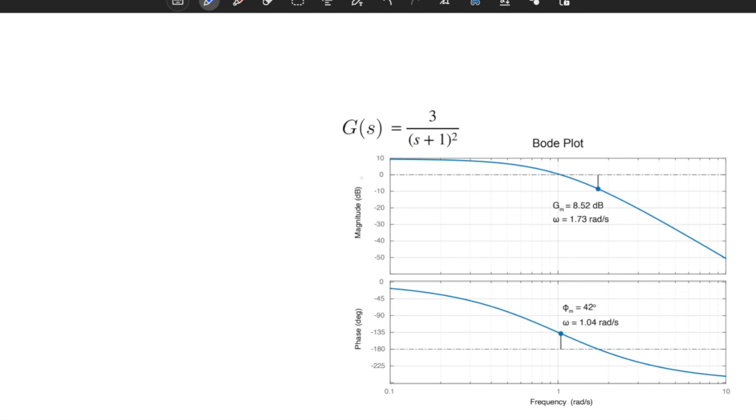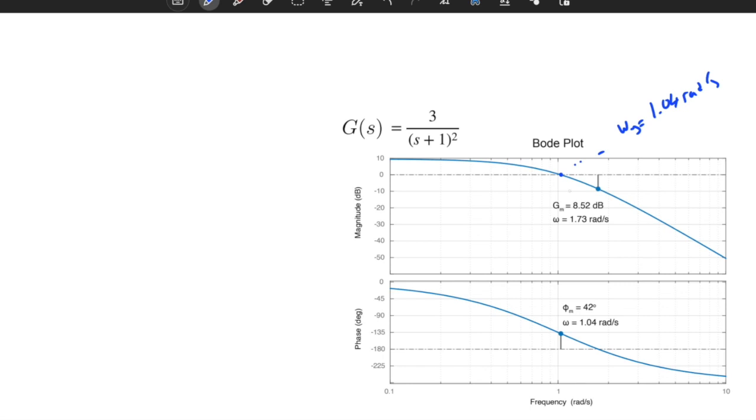I look at the 0 dB line, and I look at the intersection, which is here. This frequency, if you look at it from the MATLAB Bode plot, corresponds to 1.04 radians per second. It's approximately equal to 1. And in the midterm, if it's perfect, fine. If you just put 1 radian per second, that's fine from the Bode plot perspective.